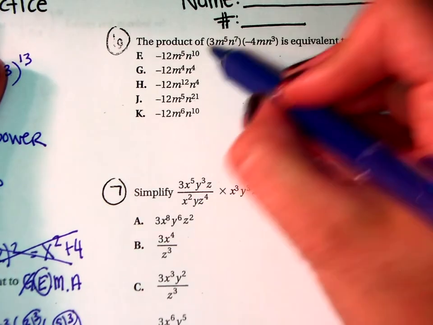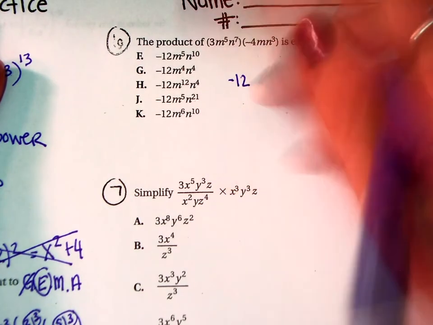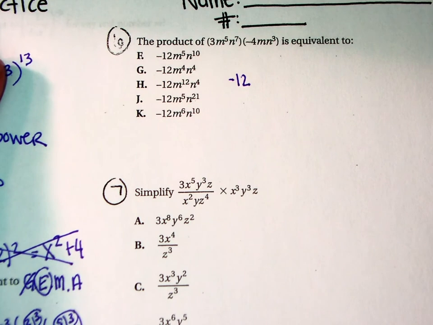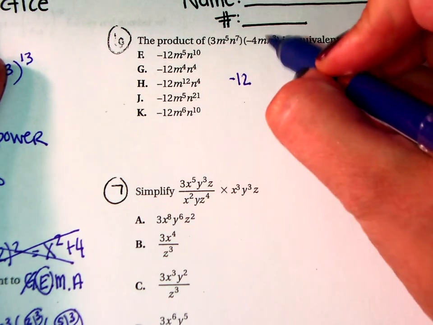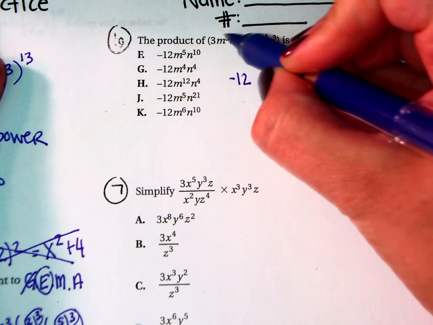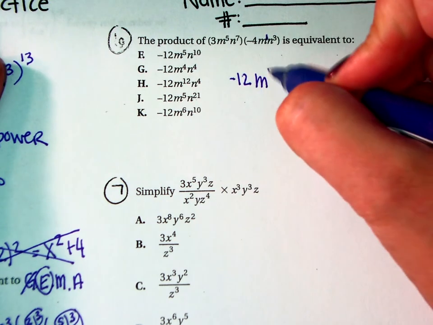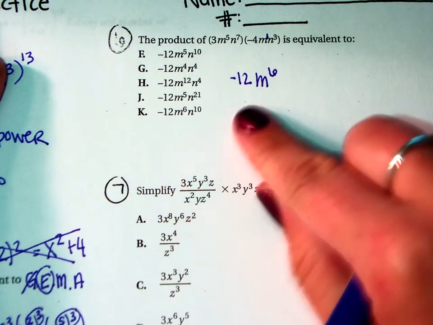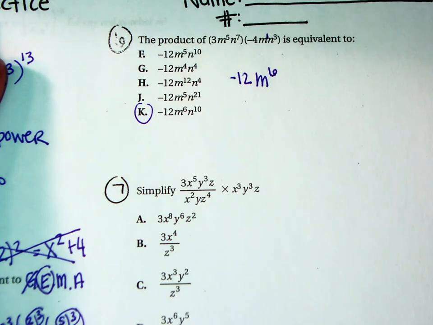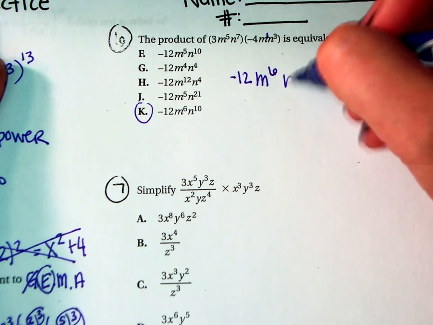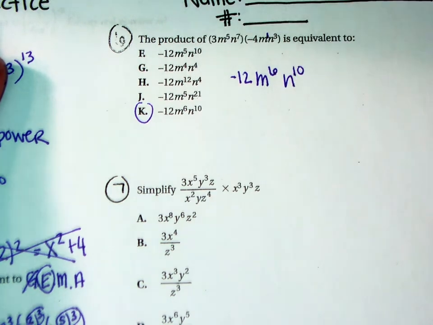So looking at 6, 3 times 4 is negative 12. And looking at my answer choices, I can't eliminate any. But now I have m to the 5th times m to the 1. So 5 plus 1 is 6, m to the 6th. Now I can stop and say, okay, the only one with m to the 6th is option K. Then I could finish. N would be 7 plus 3, which is 10.